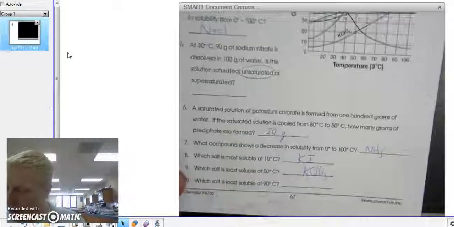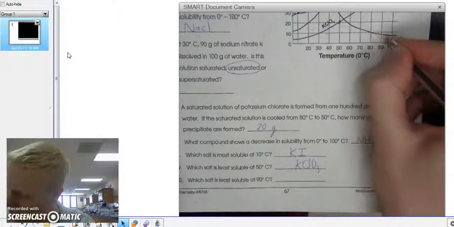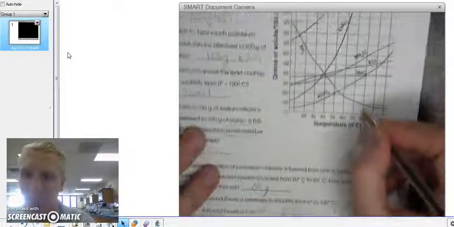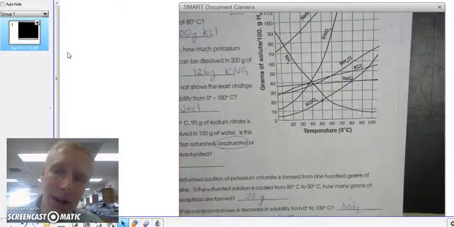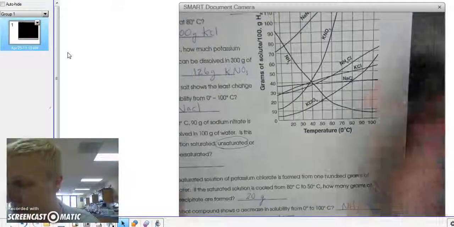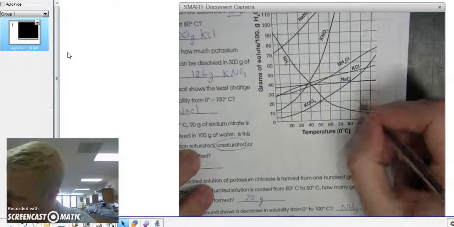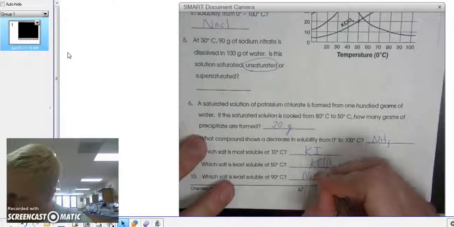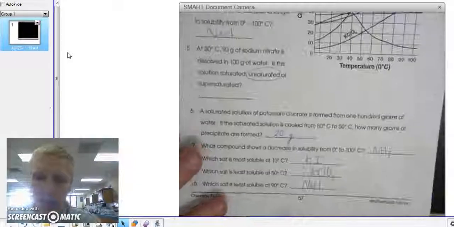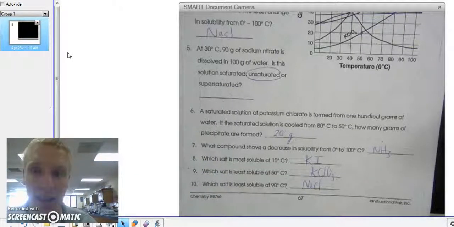And the last one, which salt is least soluble at 90? We're talking about 90, it would be NH3, but NH3 is not a salt. In order to be a salt, you have to have a positive cation connected with a negative anion. And NH3 does not fit that bill. So we go to the next one. Looks like it's NaCl. So, which salt is least soluble at 90 degrees Celsius? The answer would be NaCl.